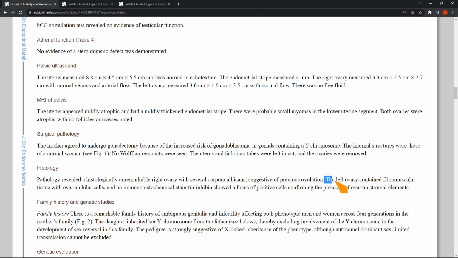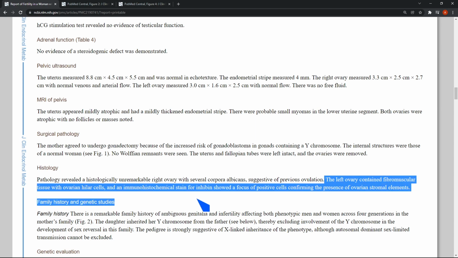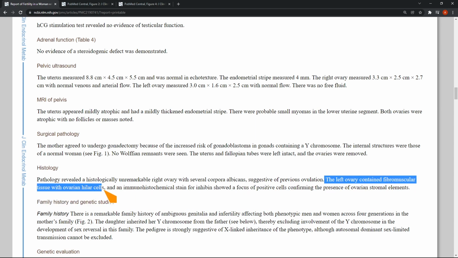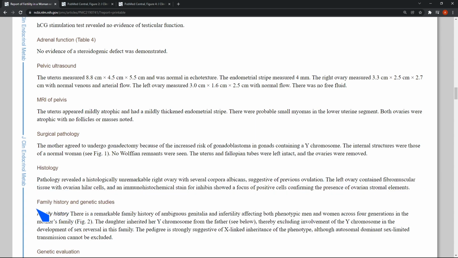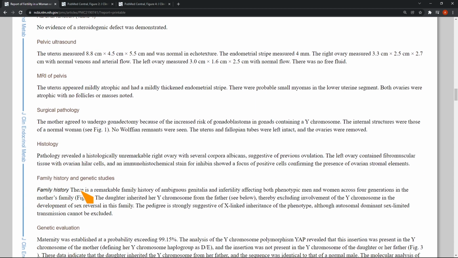Totally normal. The left ovary contained fibromuscular tissue with ovarian Hiller cells, and an immunohistochemical stain for inhibin showed a focus of positive cells confirming the presence of ovarian stromal elements. So this means that the ovary had functioned in the past completely normally, but now was not because, again, she had gone through menopause. Repeating the same thing, beating the same drum. Family history. And I think I might go right to figure 2 after this.